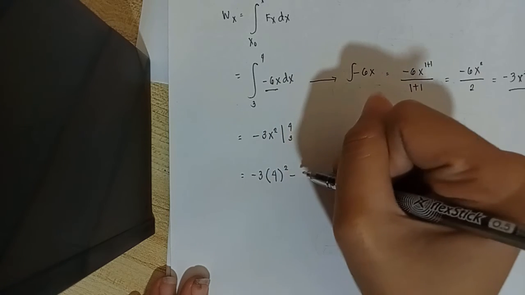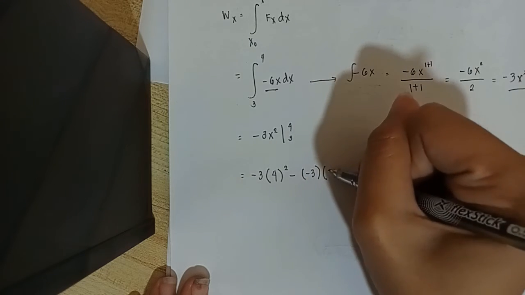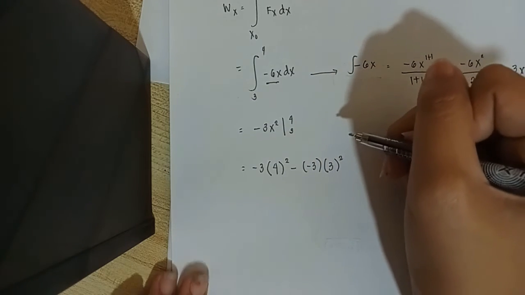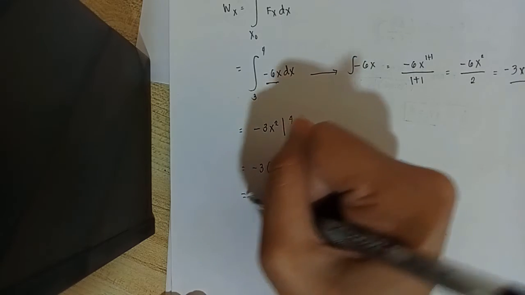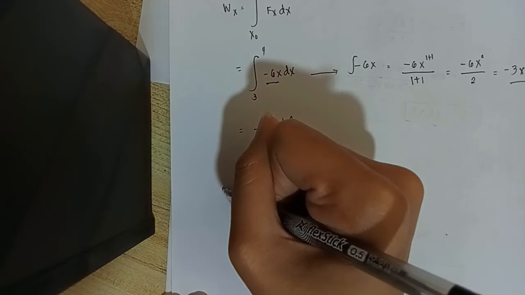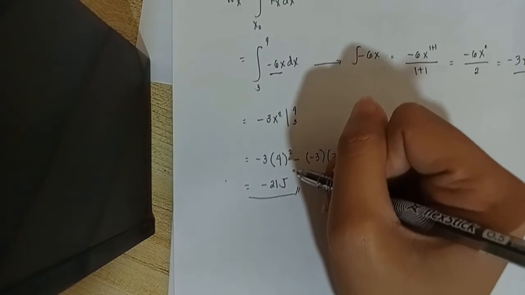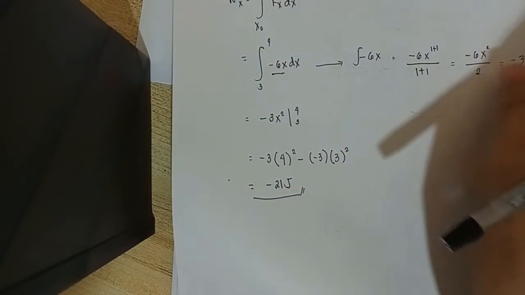Substitution, negative 3. Let's start with 4. 4 squared minus 3 squared, multiplied by negative 3. Solving, that would be negative 21 joules. So we already have our work there.